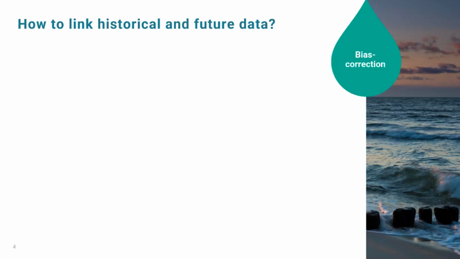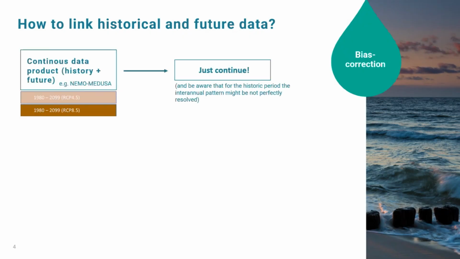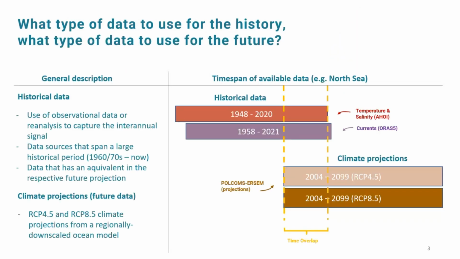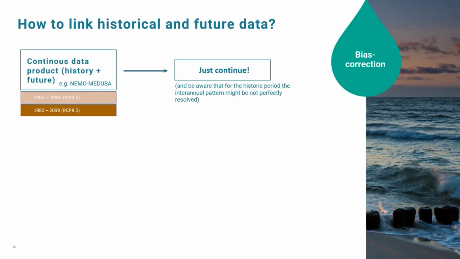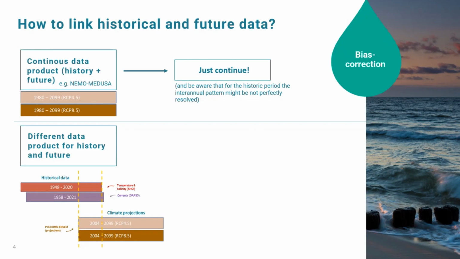And how do we link those two data sets? Well, for the Polkom's Asm, we don't have a continuous data product, right? As I recall, it's only from 2004 to 2099, but you might have a continuous data product from the 1980s to 2099. Then you can just continue, but be aware that for the historical period, the internal pattern might not be perfectly resolved. This is the case for the Nemo Medusa dataset, for example. And in our case, we have different data products for the history and for the future.